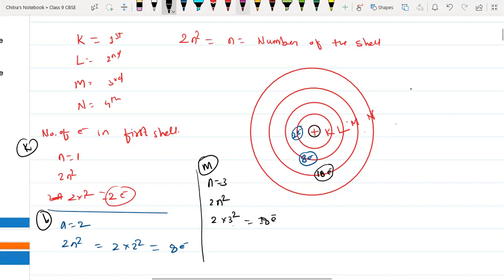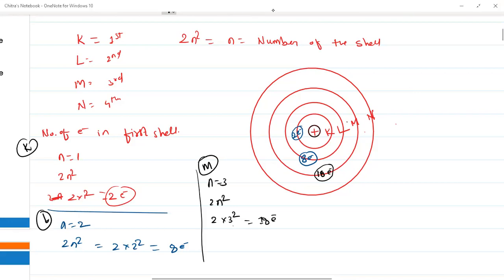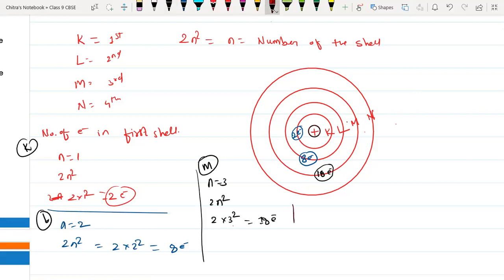Yes, then 2 into 4 square, which is 32. So for the n shell, n equals 4, the fourth shell. So I'm writing here the formula, it is 2n square. So 2 into 4 square. 4 square is 16 and 16 twos are 32. So in the fourth shell, 32 electrons will come at maximum.